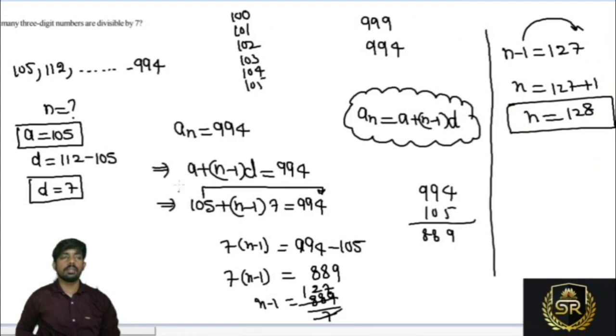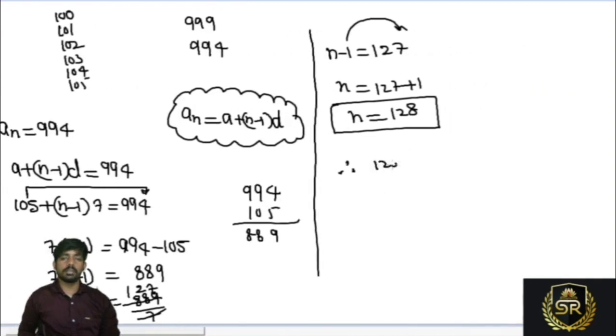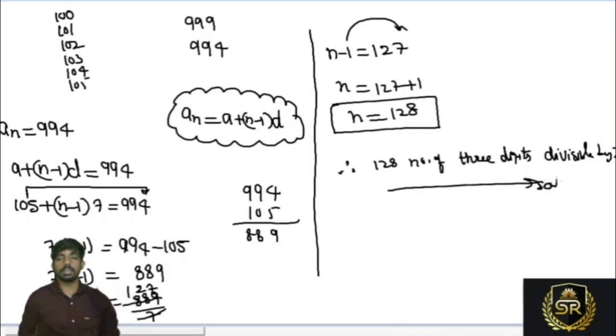Here, what is being asked? 128 three-digit numbers divisible by 7 exist. Okay, this is the solution. Clear? That's all. This is the solution.